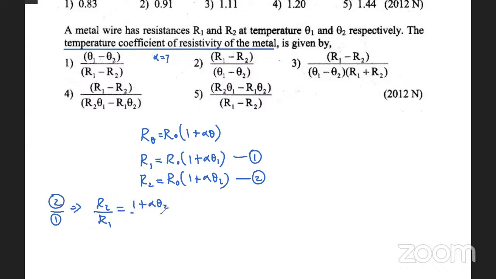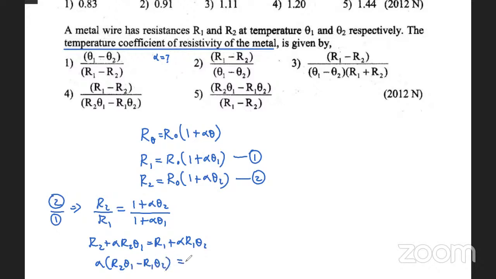All we need to do is make alpha the subject from this. So now a little bit of maths is going to be involved. Do a cross multiplication: R2 plus alpha R2 theta 1 equals R1 plus alpha R1 theta 2. And you take all the alphas to one side. I think I'll take all the alphas to the left side. Alpha times R2 theta 1 minus R1 theta 2.